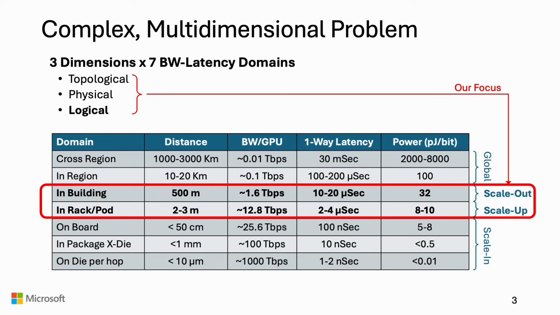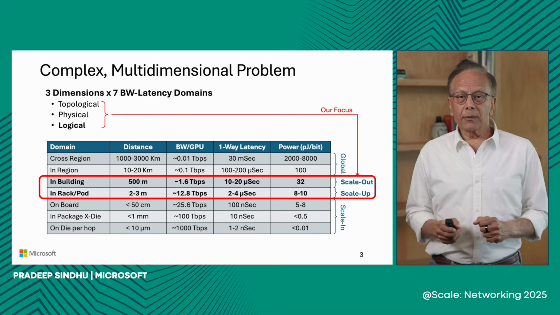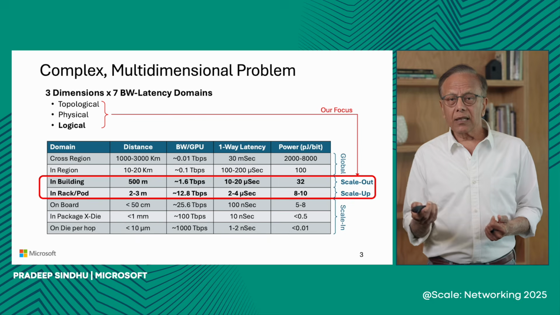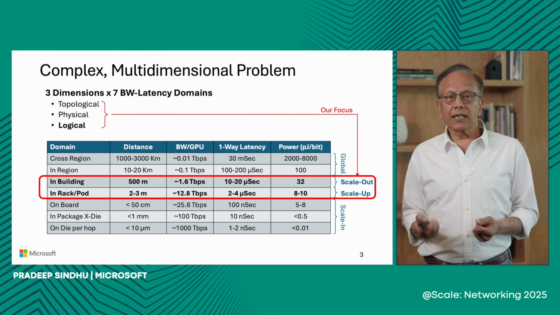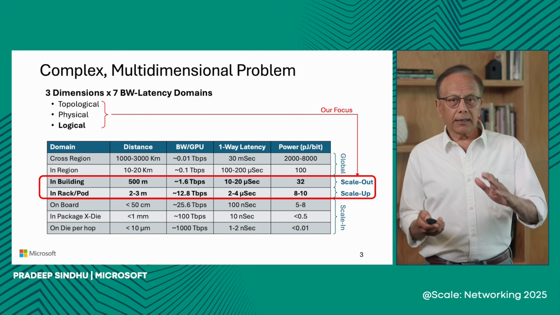But for this problem, for AI, we're talking about some 7 different bandwidth latency domains. What I will be focusing on, given the limited time, is only 2 of these bandwidth latency domains. One of them is called scale out, the other one is called scale up. And for each of these domains, we're going to cover the 3 dimensions in some detail in the next few slides.